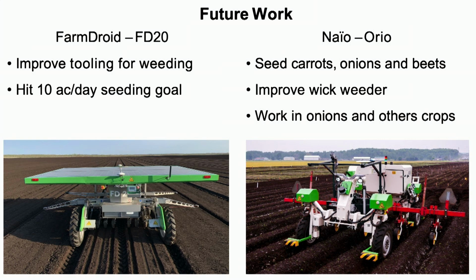With the Oreo, we're going to be using it to seed those onions, carrots, beets. We're going to continue working on the wick weeder and some other implements. And it's also going to start to kind of challenge the FarmDroid.